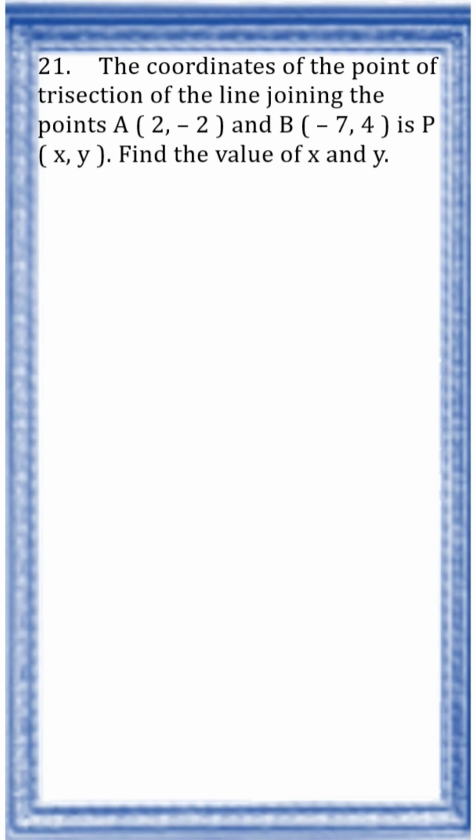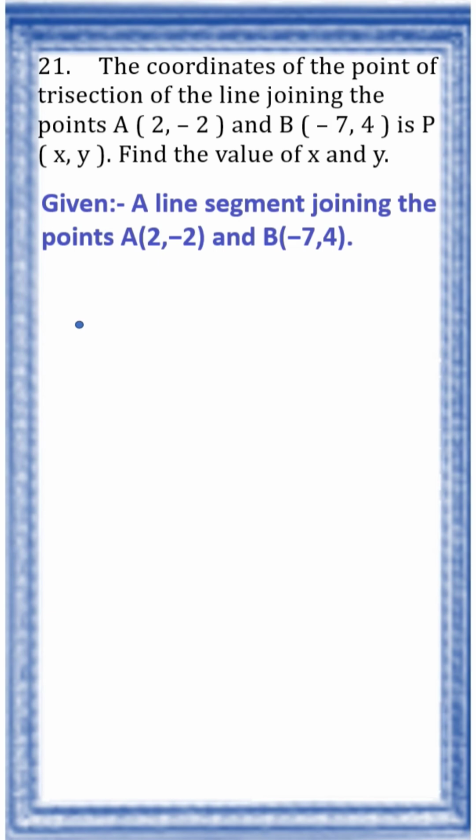Now the 21st question. Coordinates of the point of trisection of the line joining the points A 2, negative of 2 and B negative of 7, 4 is P(x, y). Find the values of x and y. Little bit of confusion is there. Okay, let us solve it. This is the point A. This one is B.